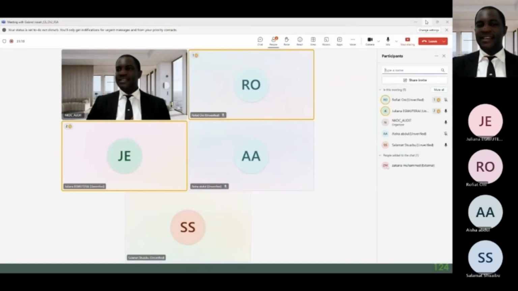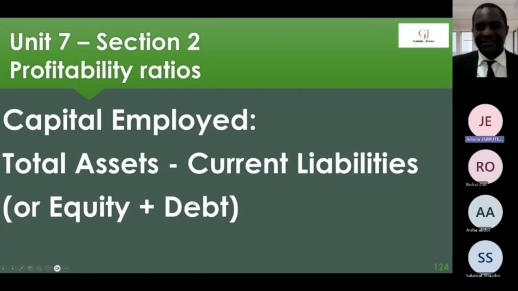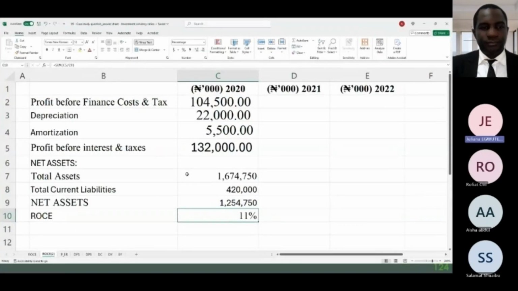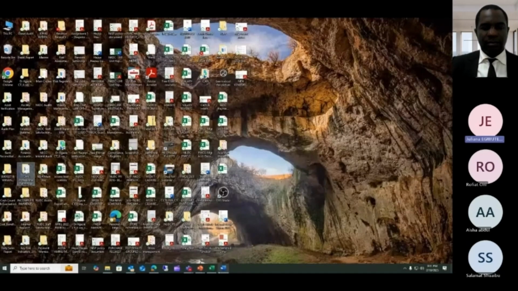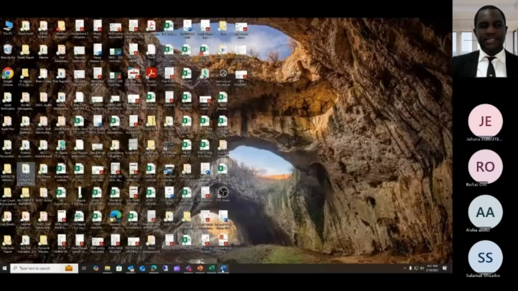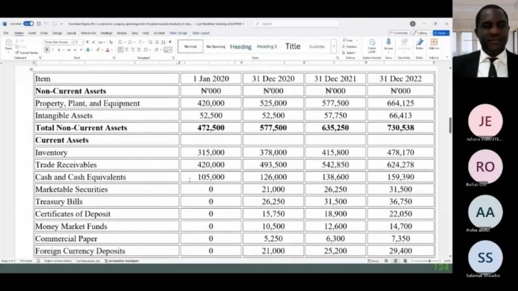Okay, so Julie, let's hear you. Please go ahead. In your calculation for 2020 and from the table as well, they already gave us the figure for profit before interest and tax. So I'm wondering why you had to calculate it again when they had already done that. Fantastic, good question. That means you are very observant.